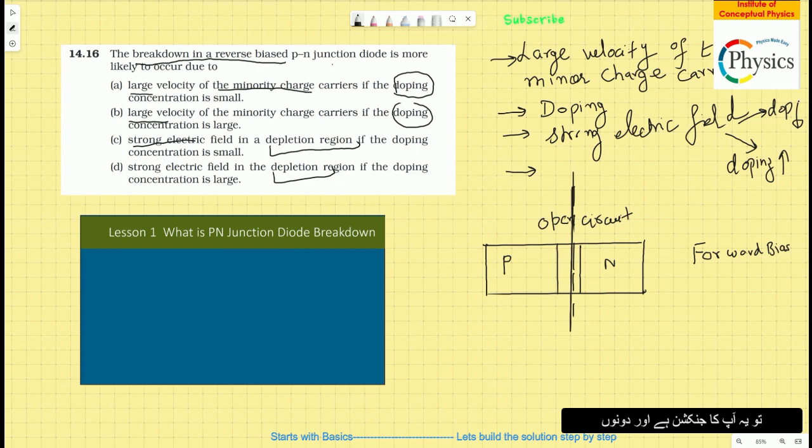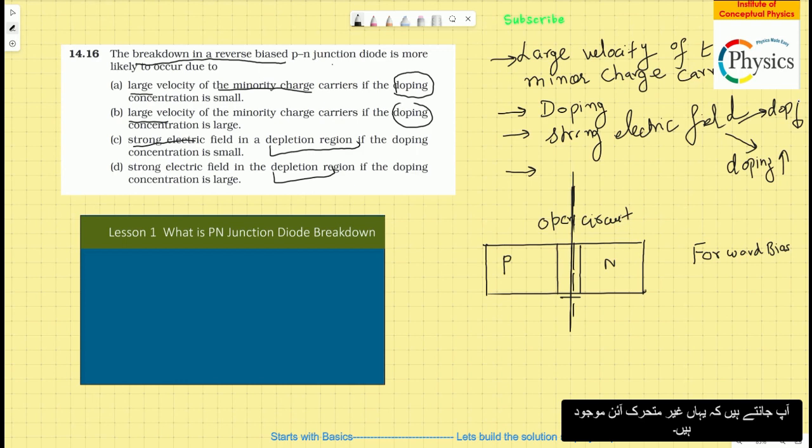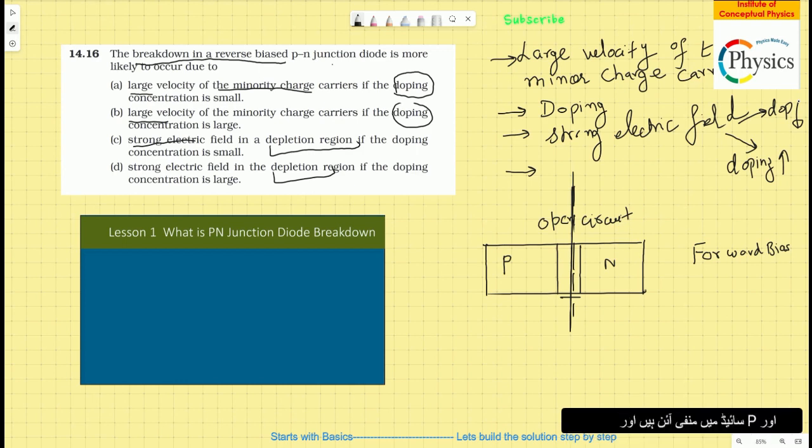So this is your junction, and what you have between both sides is a junction, the barrier. An electric field exists here because of the ions. You know that immobile ions exist here. The P side has the negative ions, and the N side has the positive ions. Okay, so these are all positive ions and these are all negative ions, right? So there is an electric field which is existing.